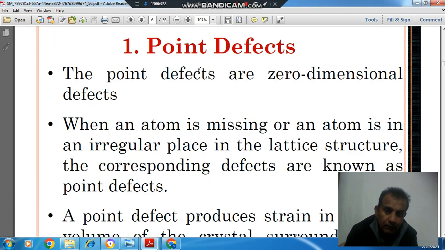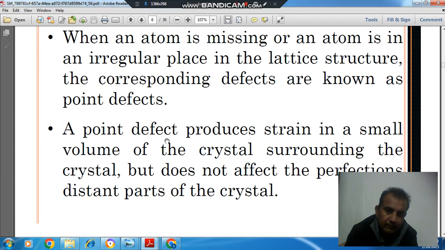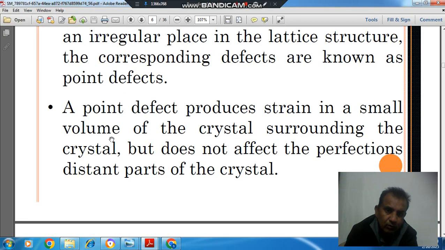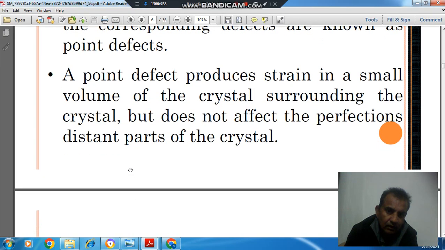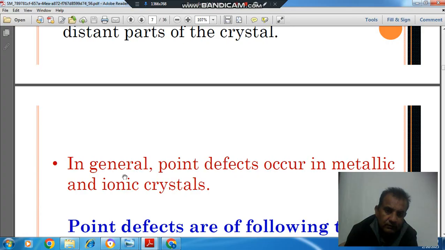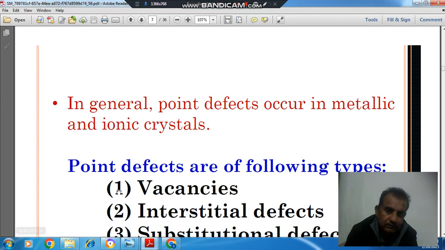So first part, point defect. The point defects are zero dimensional defects when an atom is missing or an atom is in an irregular place in the lattice structure. The corresponding defects are known as point defects. A point defect produces strain in small volume of the crystal surrounding the defect but does not affect the perfection of distant parts of the crystal. In general, point defects occur in metallic and ionic crystals.